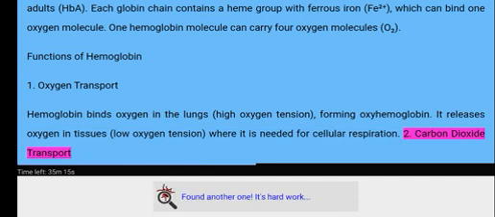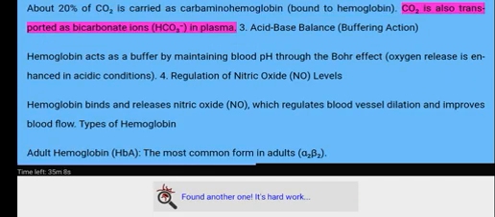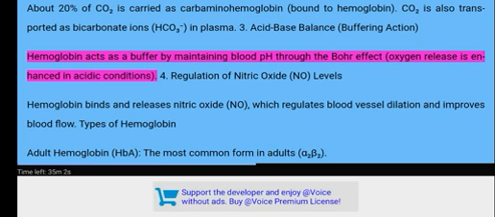2. Carbon dioxide transport. About 20% of CO2 is carried as carbaminohemoglobin bound to hemoglobin. CO2 is also transported as bicarbonate ions, HCO3-, in plasma. 3. Acid-base balance, buffering action. Hemoglobin acts as a buffer by maintaining blood pH through the Bohr effect. Oxygen release is enhanced in acidic conditions.